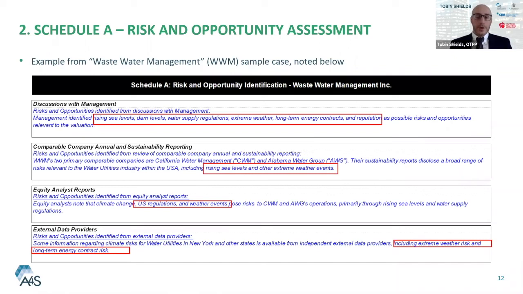Here is an example from one of the cases identified within the guide, wastewater management. This shows that based on information available from various sources of information, management, comparable companies, equity analyst reports, and external data providers, we were able to identify certain main risks. The key risks identified through these various sources included things like rising sea levels, water supply regulations, and long-term energy contracts. An opportunity regarding rising dam levels was also identified.